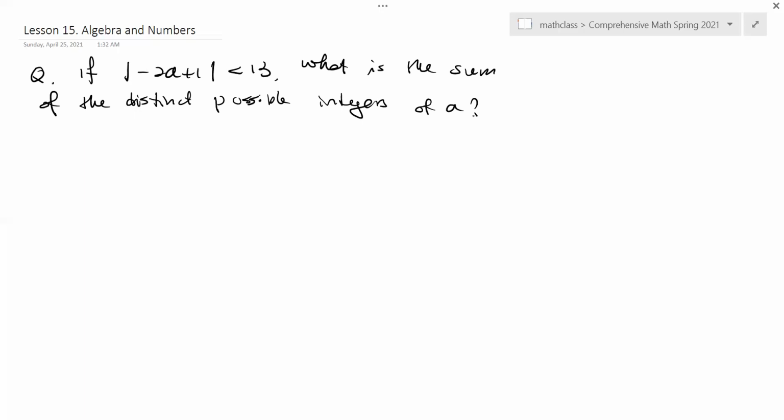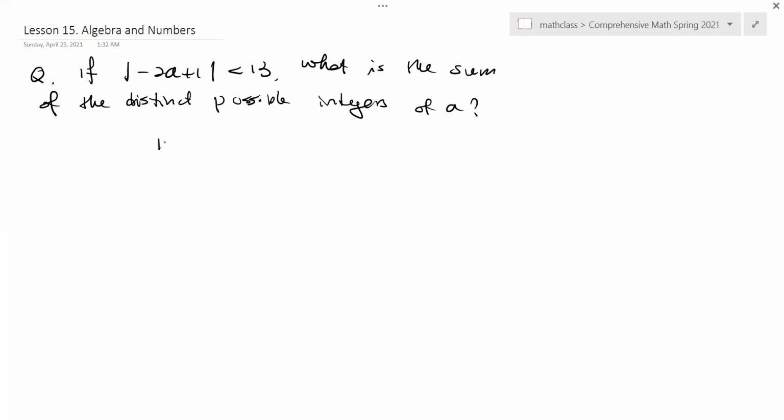We even have more complicated inequalities. This is not that complicated. We just have an absolute value less than 13, right? So how do you solve an inequality involving absolute value? You have to get rid of the absolute value symbol before you simplify.